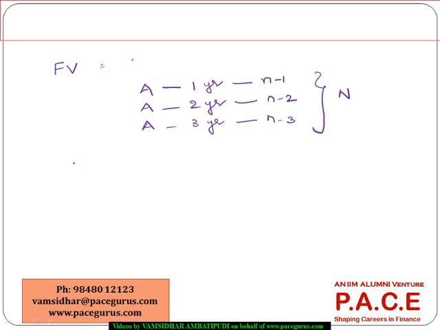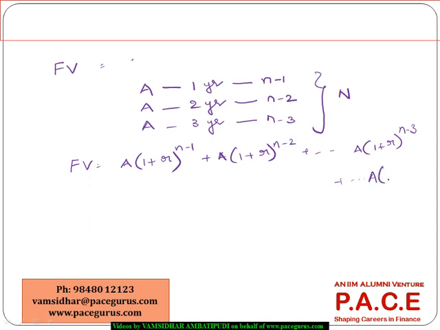So it's as good as saying the future value is the first one, A(1+r)^(n-1), plus A(1+r)^(n-2), plus so on, the last amounts A(1+r)^(n-3), and finally the last one A(1+r)^(n-n).